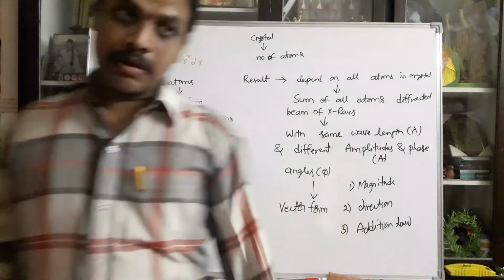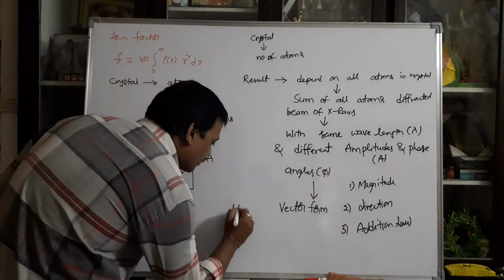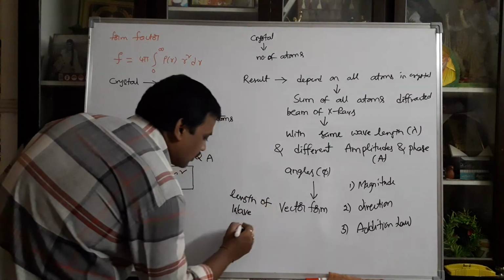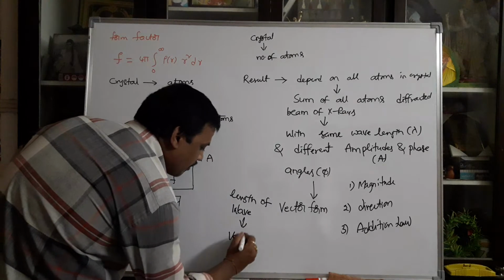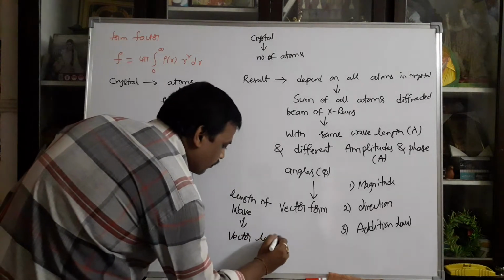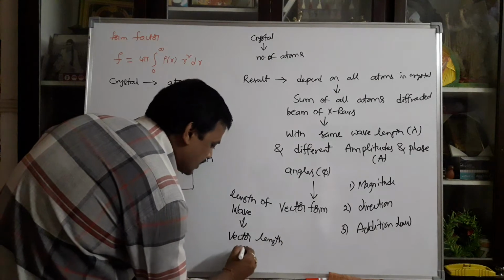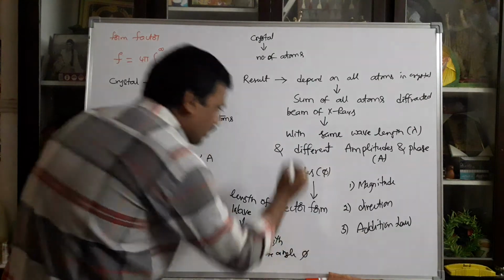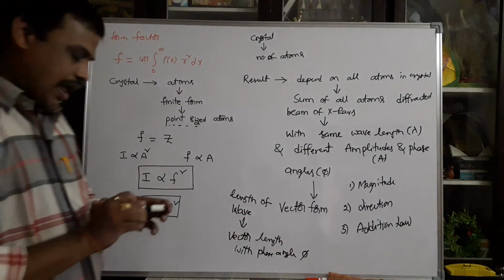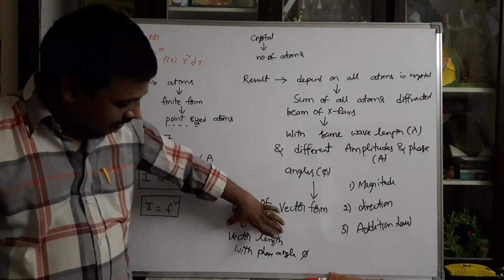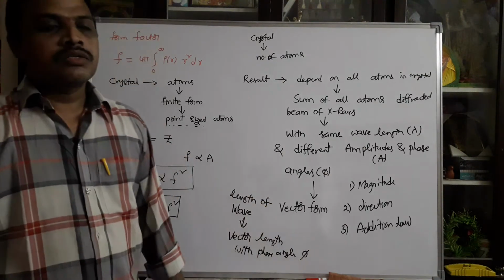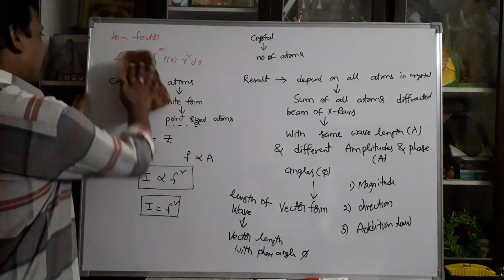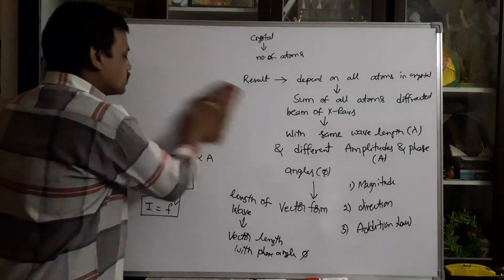This vector form represents the length of the wave as a vector length with a phase angle phi. Different wavelengths and different amplitudes are represented as a vector length with a phase angle. So this is the form factor value calculation, and this value can also be determined using vector form.